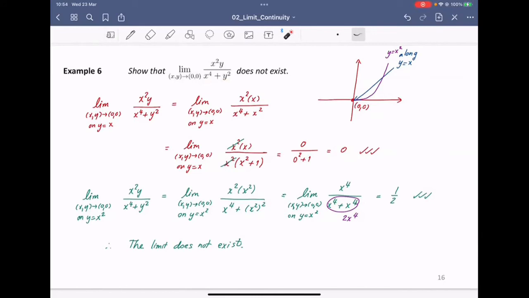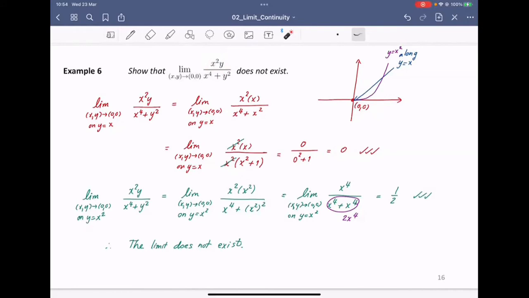Let's suppose I change this to x to the 6 and maybe plus y squared here. The choice that you should use is going to be y equal to x cubed, because if you pick y equal to x cubed, it's going to balance here. And maybe the top one is going to have a different denominator already.